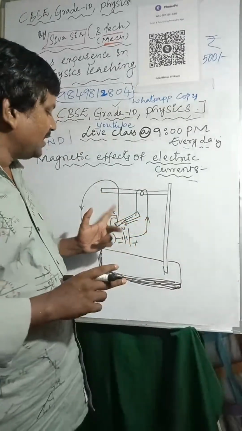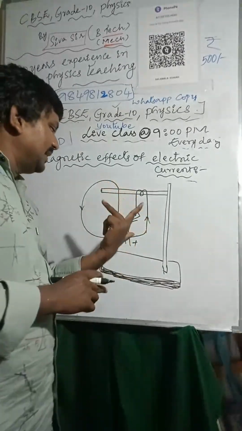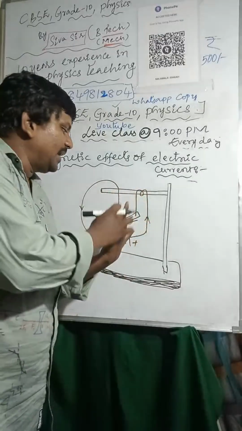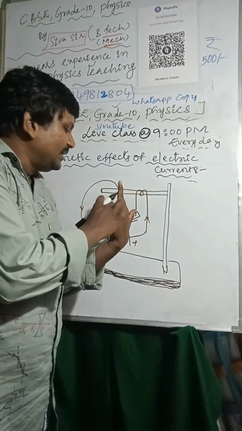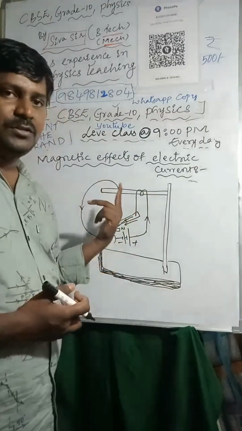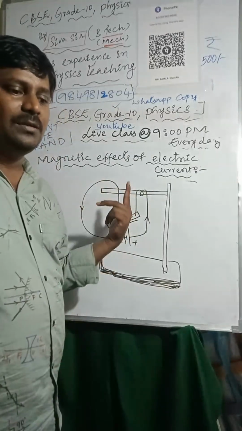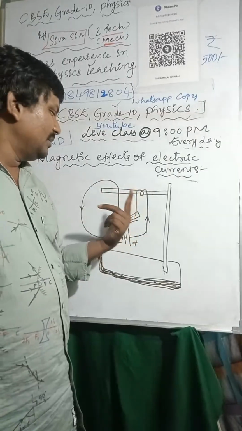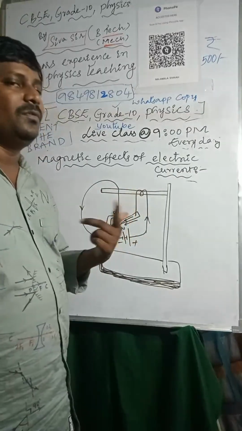So if your magnetic field is like that, the current is like this. So current is in the downward direction. Magnetic field is in the upward direction. Current is in the downward direction. So in which direction is the thumb showing? Inward, towards the board. So the conductor will move towards the board.